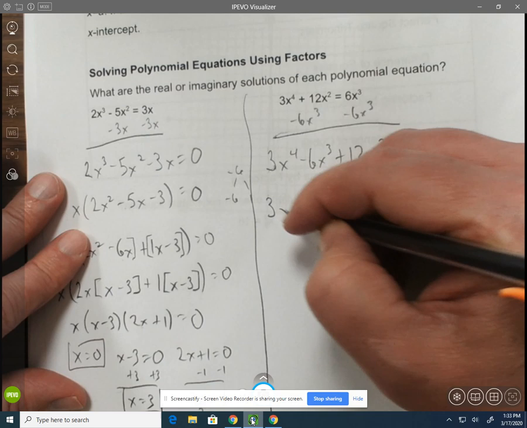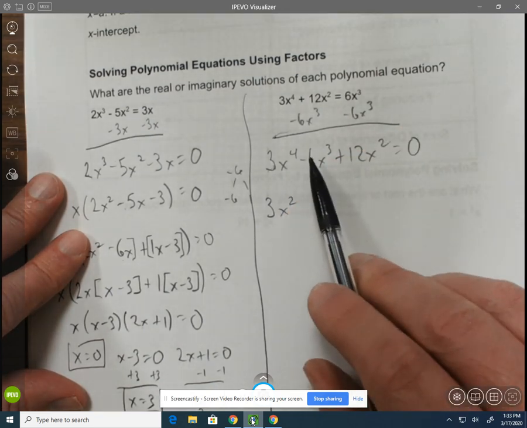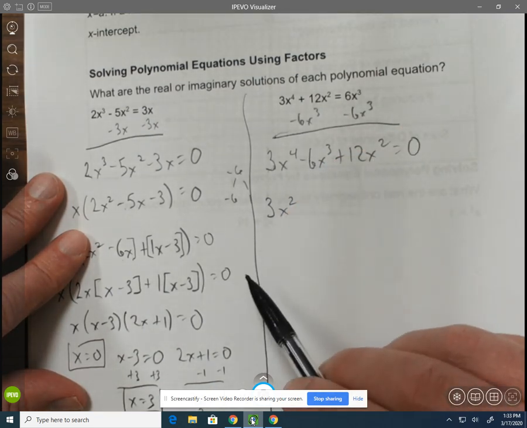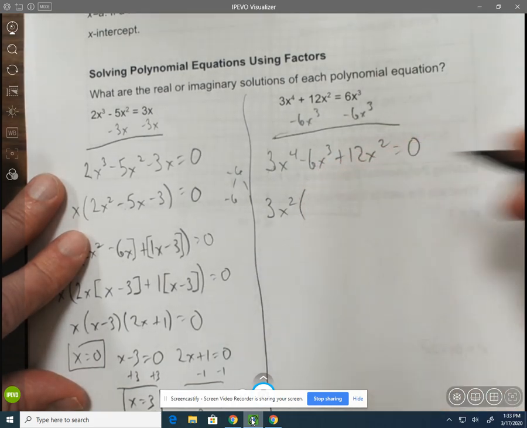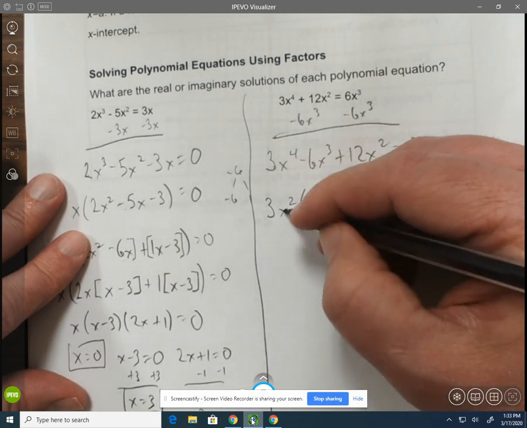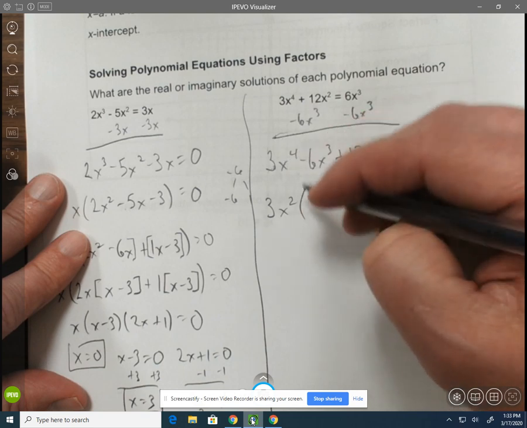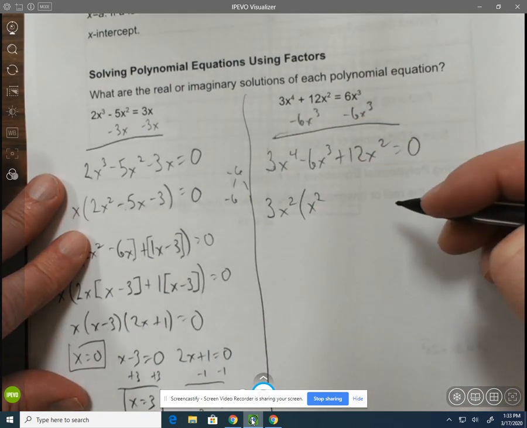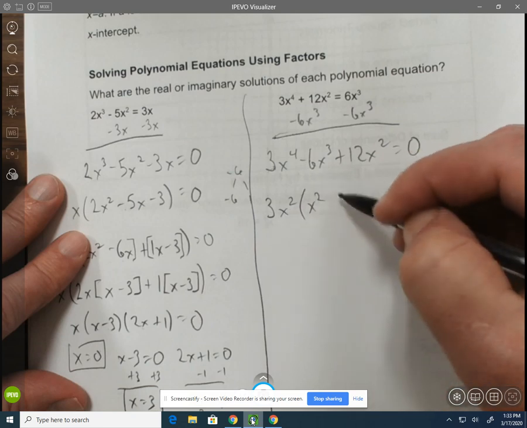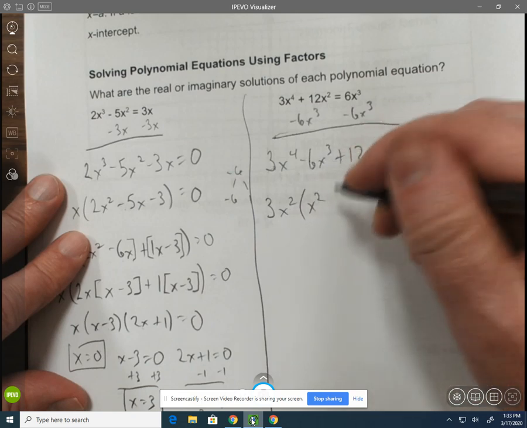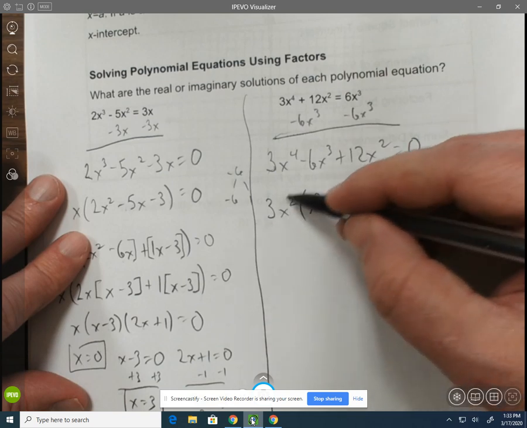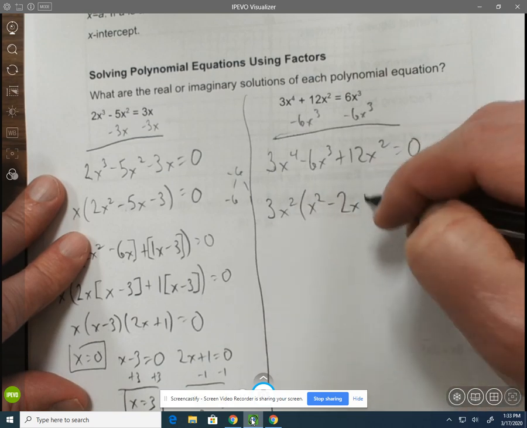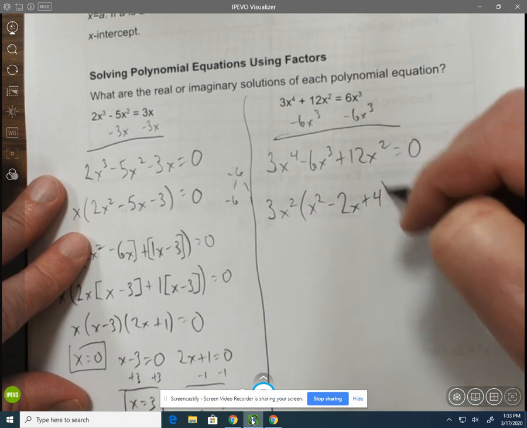And I can also take out an x squared. X to the fourth, x cubed, x squared. All of those have an x squared in common. So I look at what's left. 3x squared times what would give me 3x to the fourth? That's x squared. 3x squared times what would give me minus 6x cubed? That would be minus 2x. And then 3x squared times what would give me 12x squared? That would be a 4.